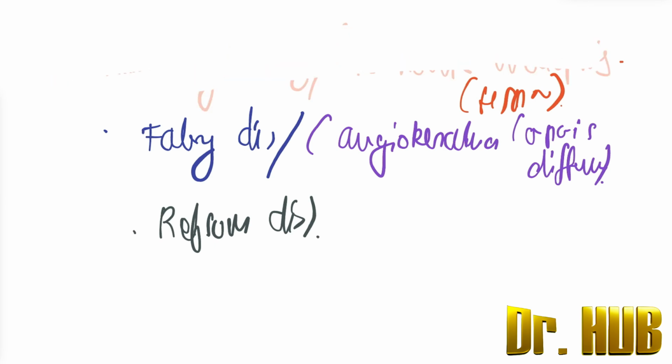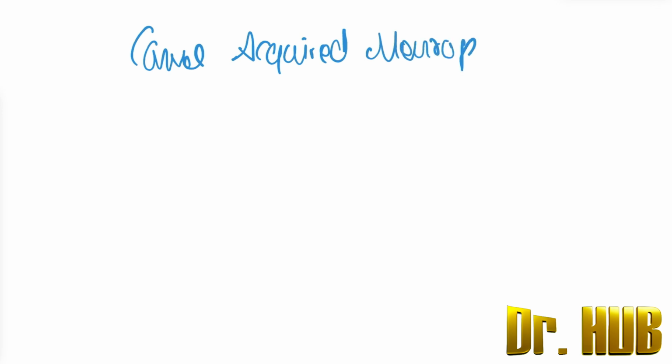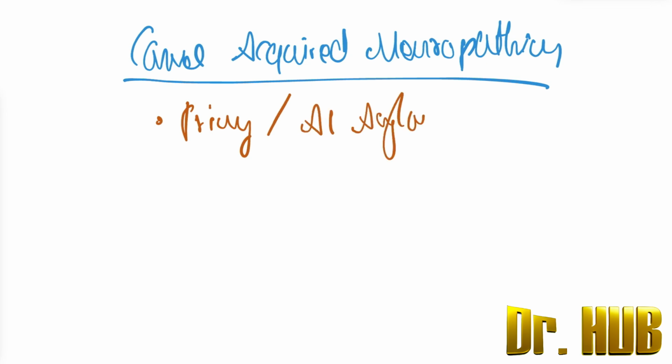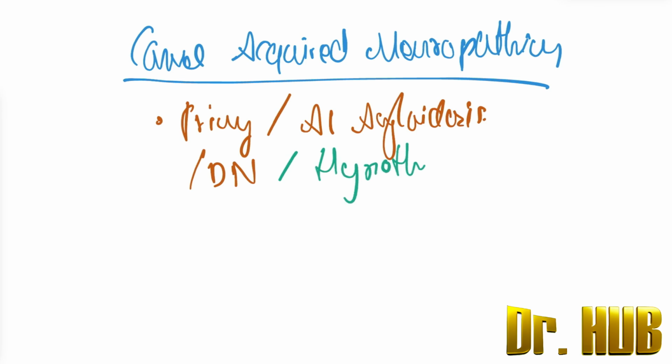Now let's look at the causes of the acquired neuropathies. In terms of acquired neuropathies, it includes primary AL amyloidosis. Next is DN, which stands for diabetic neuropathy, and then there is involvement of hypothyroidism.